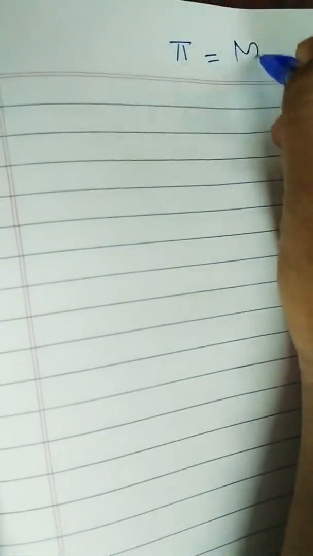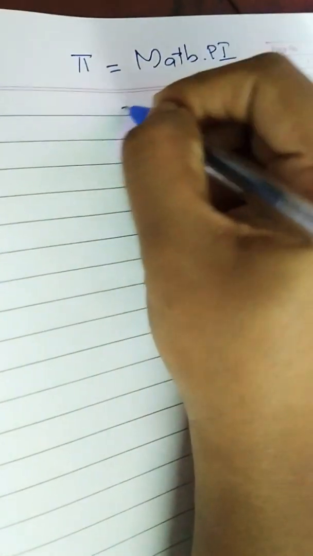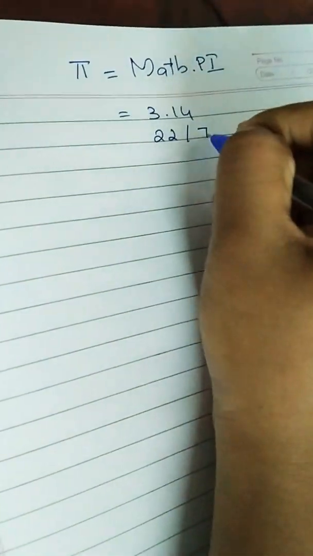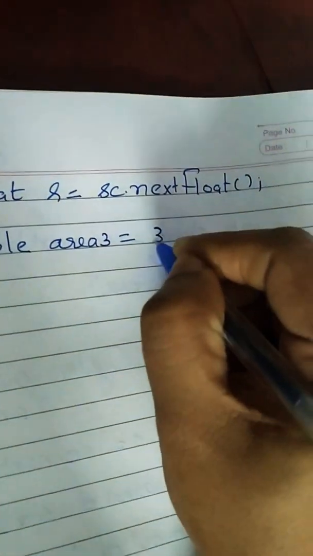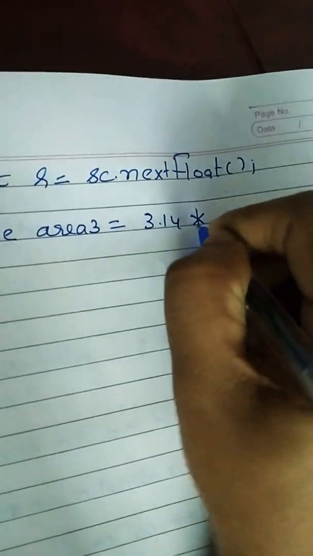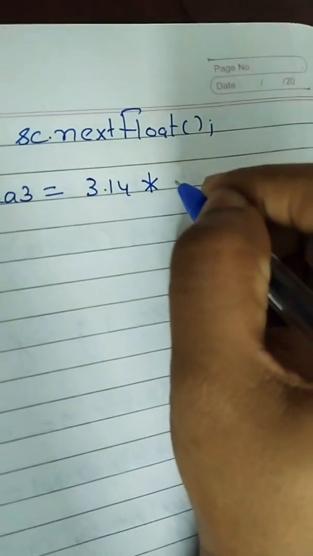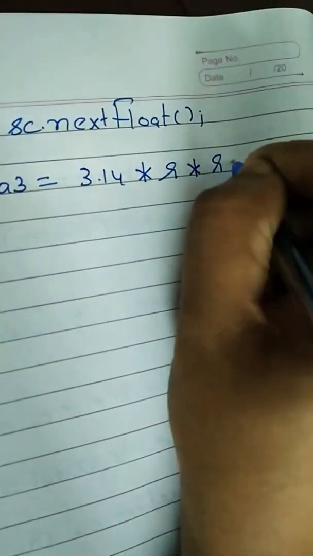You can represent pi by using 3 ways. Either you can type Math.PI in capitals, or you can type 3.14, or you can write 22/7. It's up to you which method you are using. Here I am using 3.14 asterisk, then pi r square. There is no superscript, so you have to do r asterisk r semicolon.